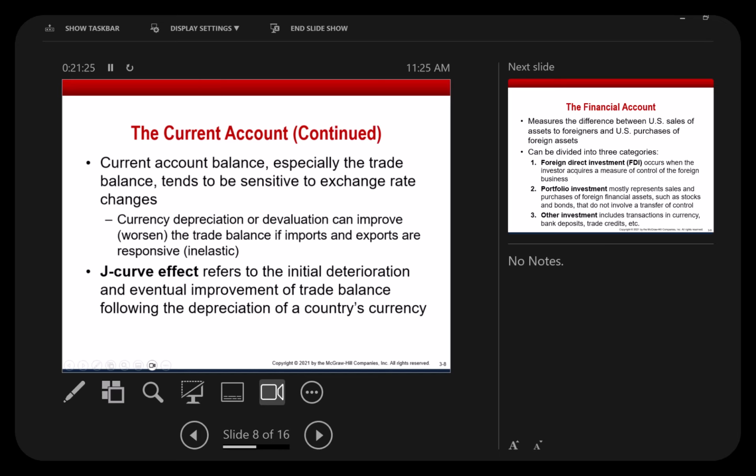But after a while, the current account improves. Again, the speed at which that J initially deteriorates, but then starts going up, depends on the mix of your goods and services.